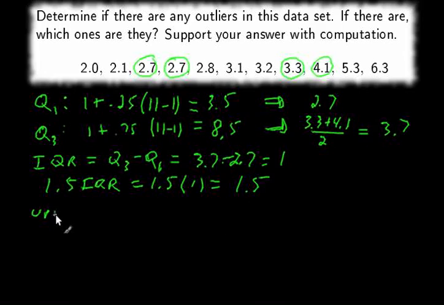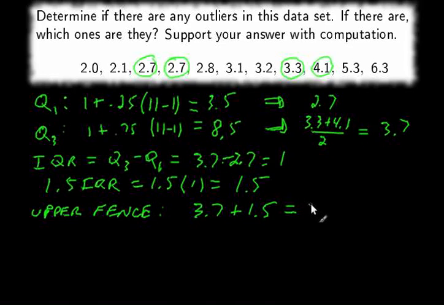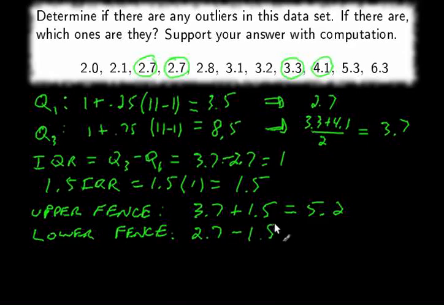So our upper fence is Q3 plus 1.5 IQR, 5.2, and the lower fence is 2.7 minus 1.5, which is 1.2. Now these are the fences. Outside the range from 1.2 to 5.2 are where the outliers are.